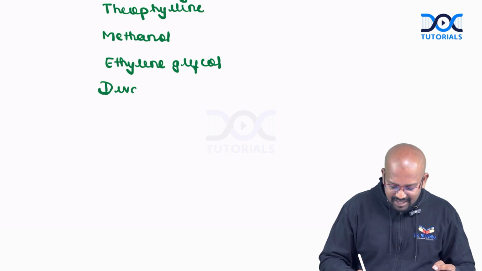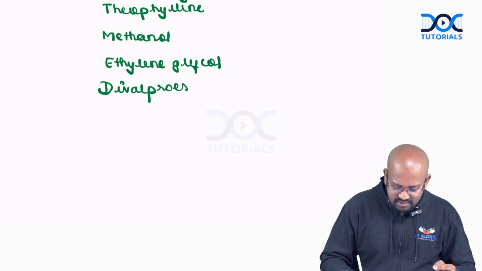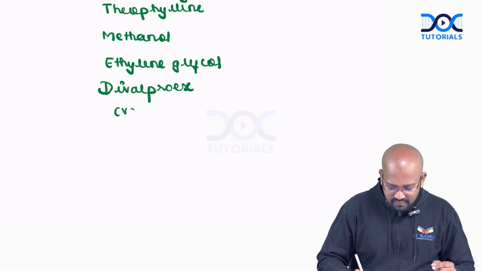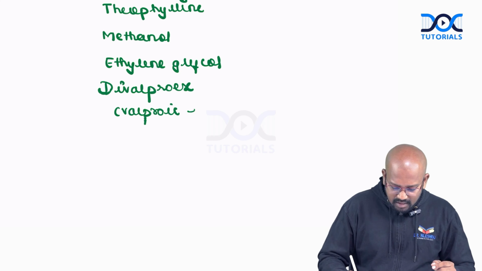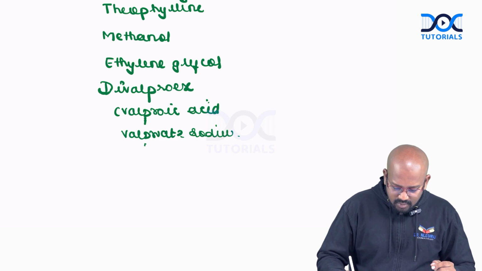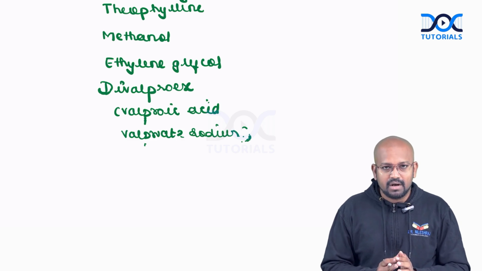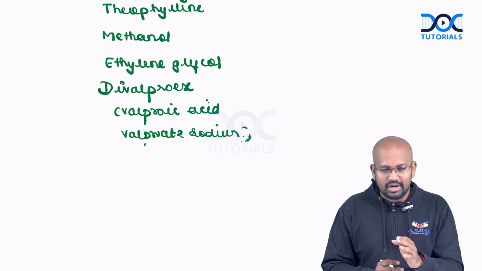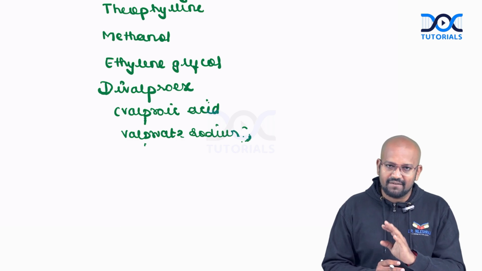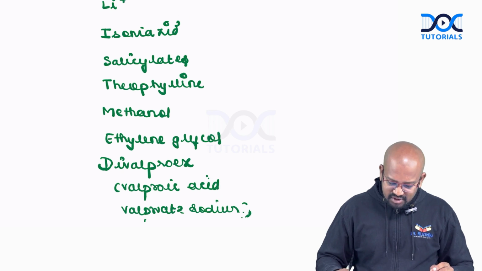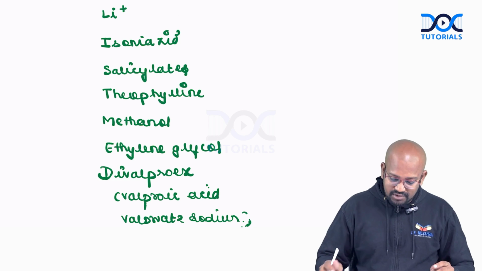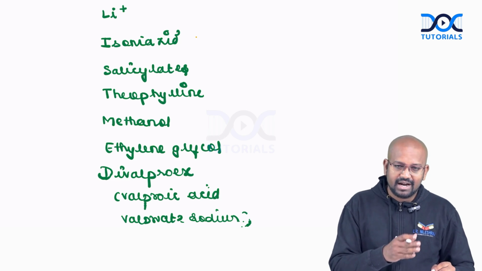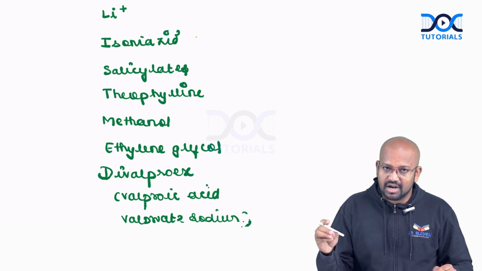D stands for divalproex. Even though it is a brand name, guys, it's a combination of valproic acid and valproate sodium, in a 1:1 ratio. That's what divalproex is. For mnemonic purposes, we have called it Displacement. D is for divalproex. So for all of these drugs, we can use dialysis. Out of these, for some drugs, even though we can do dialysis, we have designed certain specific antidotes.